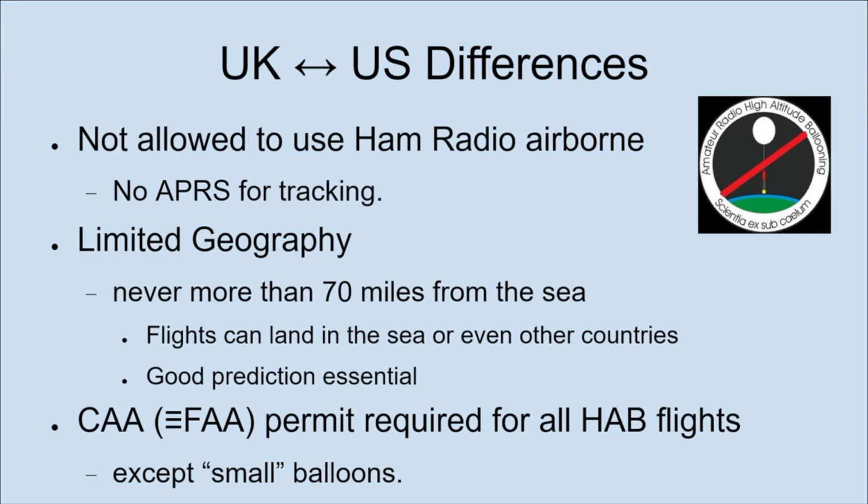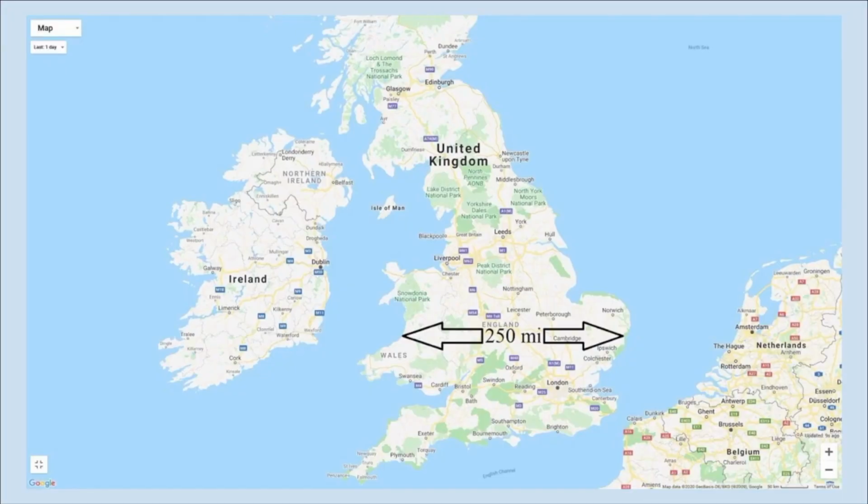Another big difference, I think, between the UK and the US is limited geography. The country is only about 250 miles wide at its widest point. You're never more than 70 miles from the sea, so it's really easy to make a mistake and land a payload in the sea, or even potentially other countries. So it's essential to have good prediction software to ensure that you don't do that.